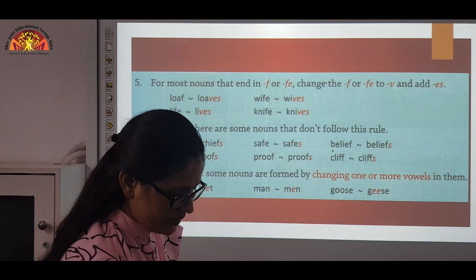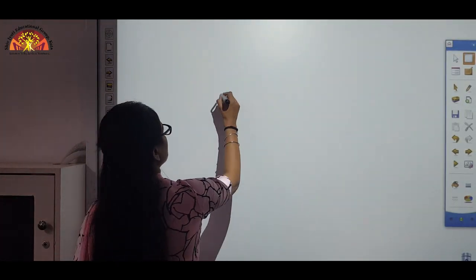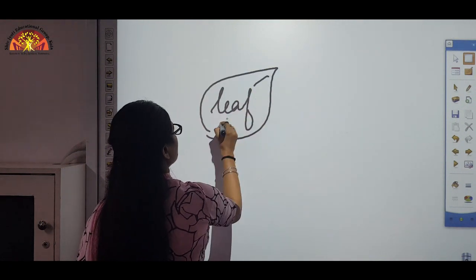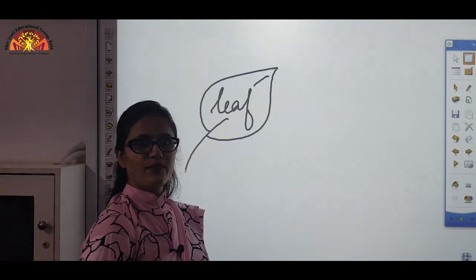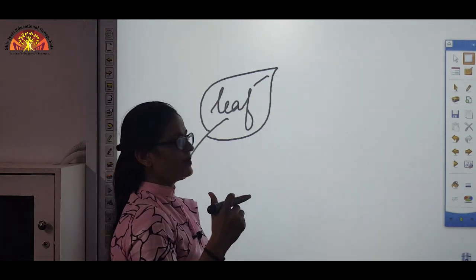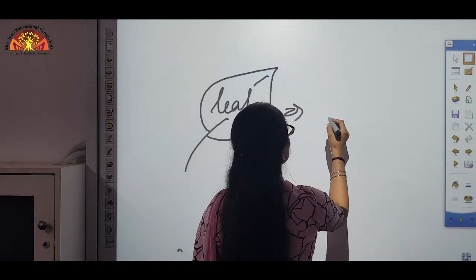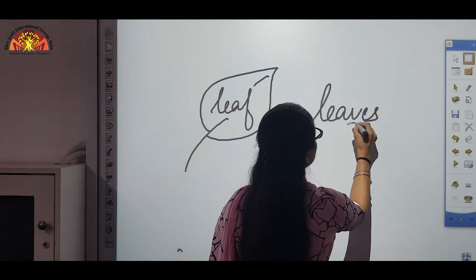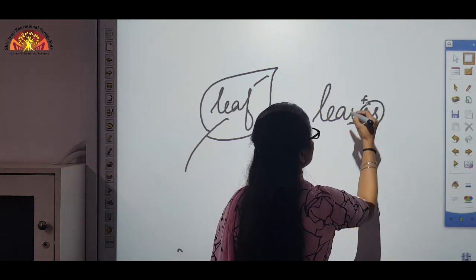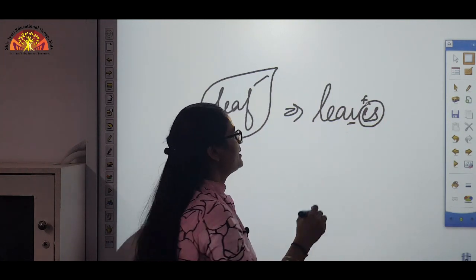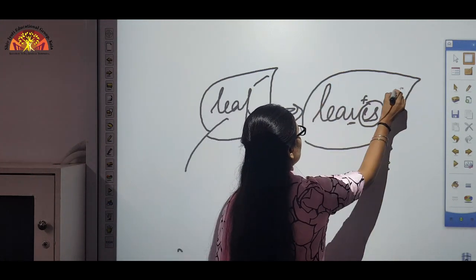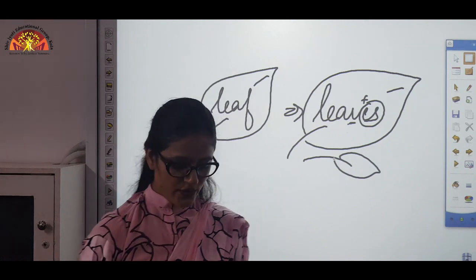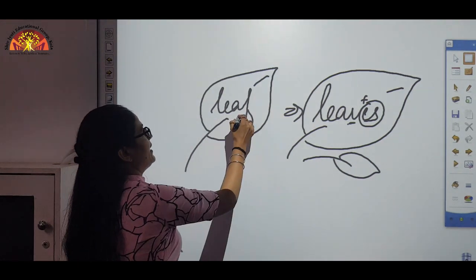Okay? For example, I will show you leaves. L-E-A-F, leaf. Leaf means a single patta, right? If I am talking about a leaf, it means we are talking about a single patta. What I have to do? I have to convert it into plural. So I will replace F with V and I will add ES to it. So the correct plural form will be leaves. It means more than one. More than one. Right? So this is the correct plural form whenever we have F or FE at the end.